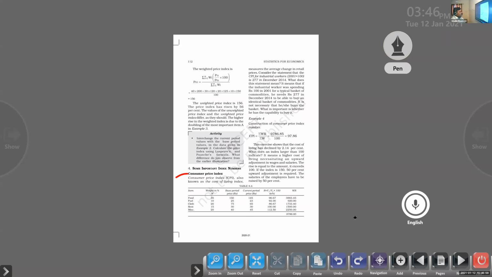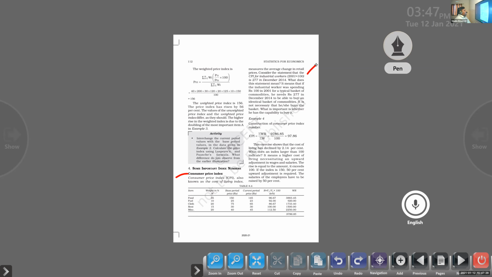So observe it clearly. It measures the average change in retail price. Consider the statement that the CPI, Consumer Price Index of industrial workers, in 2001, consider it is 100, is 277 in December 2014. What does the statement mean? In 2001 it is 100 and in 2014 it increased to 277. What does the statement mean?